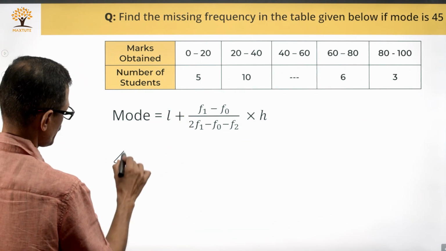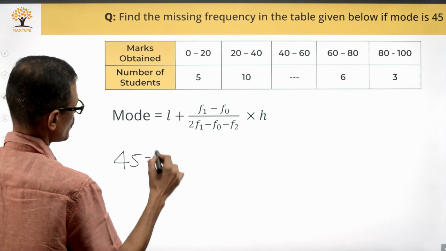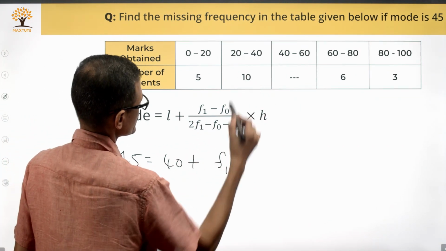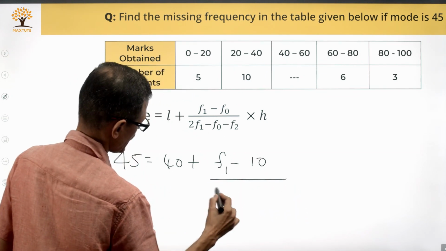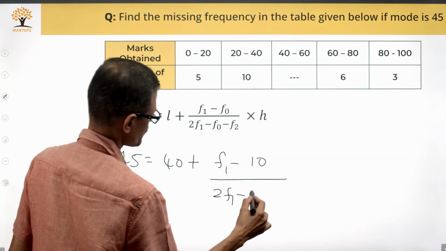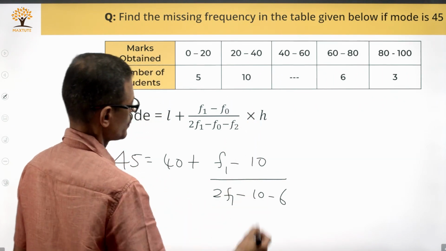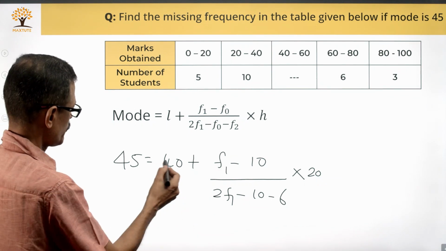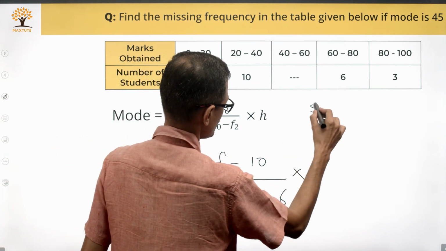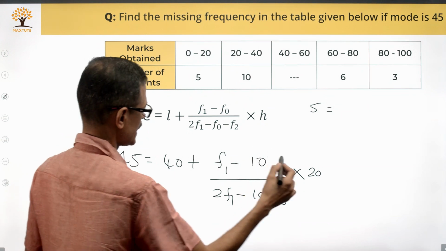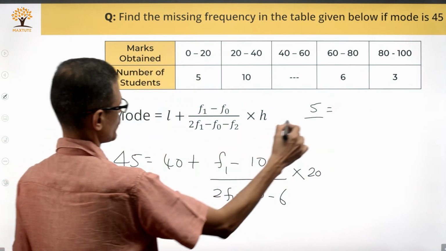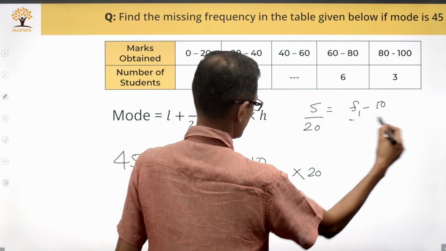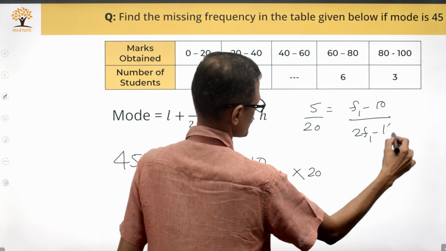So mode 45 is equal to the lower limit of the modal class, which is equal to 40, plus F1, which is what we are trying to find out, minus F0, which is equal to 10, divided by 2F1 minus F0 minus 6, which is F2, times the height of this class, which is equal to 20, right? So quickly, 45 minus 40 is equal to 5. This is equal to F1 minus 5 by 20. We'll get this 20 also down here. 5 by 20 is equal to F1 minus 10 divided by 2F1 minus 16.